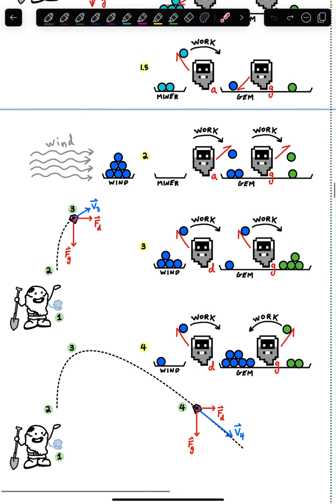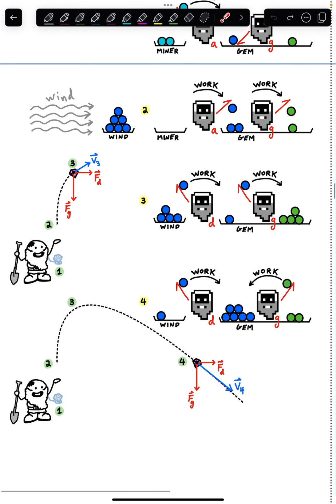Let's look ahead. Beyond the apex of the gem's path, it's going to be moving downwards, still being pushed to the right by the drag force, still being pulled downwards by a constant force of gravity. So around moment 4, let's look at what's happened. By this time, much of the wind's kinetic energy that it brought to the scene has been transferred over to the gem. The work done by the drag force has moved kinetic energy from the wind to the gem.